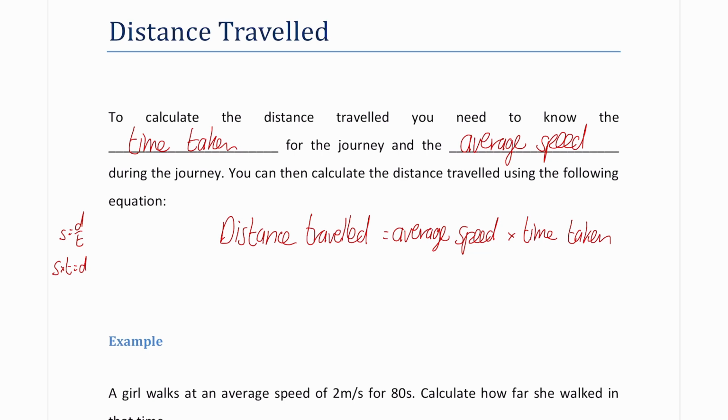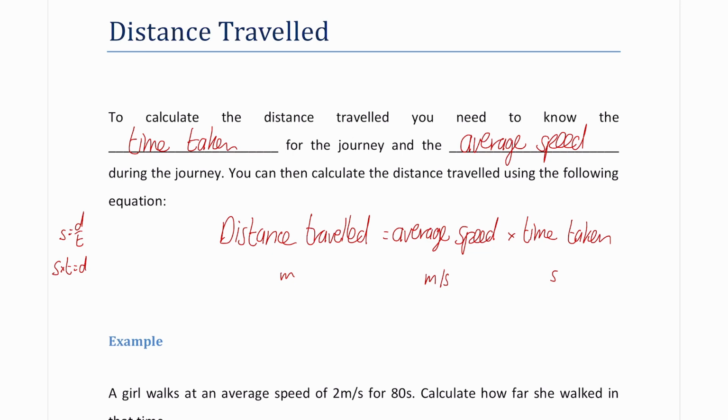Whenever we use any equation like this, we need to make sure that our units are consistent the whole way through. So if our average speed is in metres per second, we need to make sure that our time is in seconds and our distance is in metres. If we're given a time in hours or minutes, we have to convert to seconds, or if our distance is in kilometres, and so on. You need to make sure that your unit of speed matches up with your unit of distance and of time.